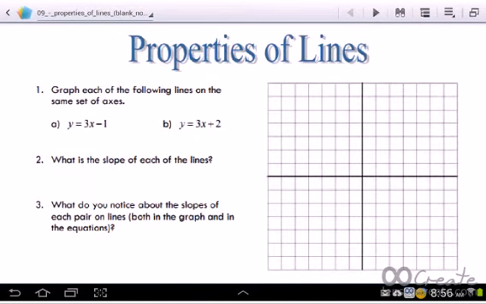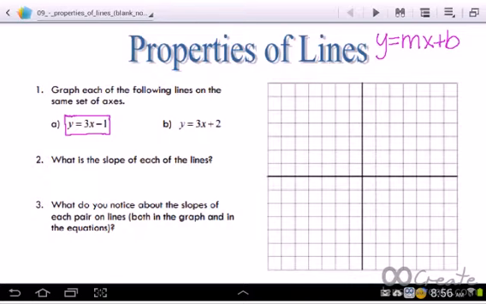This is your video explanation for how to graph lines from equations, and we're also going to talk about slope and what slope means. So the first thing we're going to do is practice graphing this equation, y equals 3x minus 1. And before we begin, we want to just remind ourselves that this is an equation written in the form y equals mx plus b.